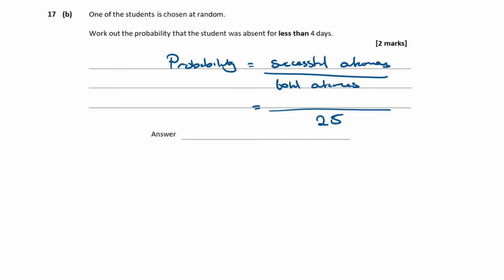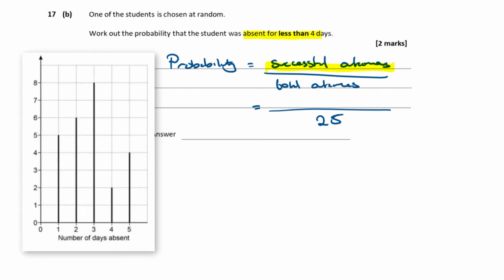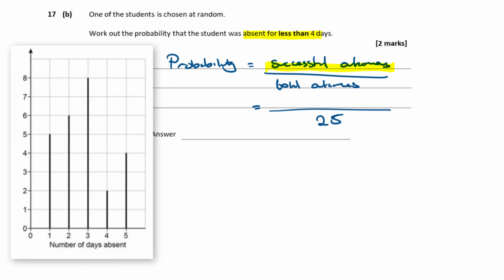Now the successful outcomes, success in this case is the ones that meet our criteria, and they are the students that are absent less than 4 days. Okay, so going back to our chart from earlier, the number of students who were absent for less than 4 days are going to be the students who are absent for 3 days, 2 days, or 1 day. So these 3 bars here then, isn't it?